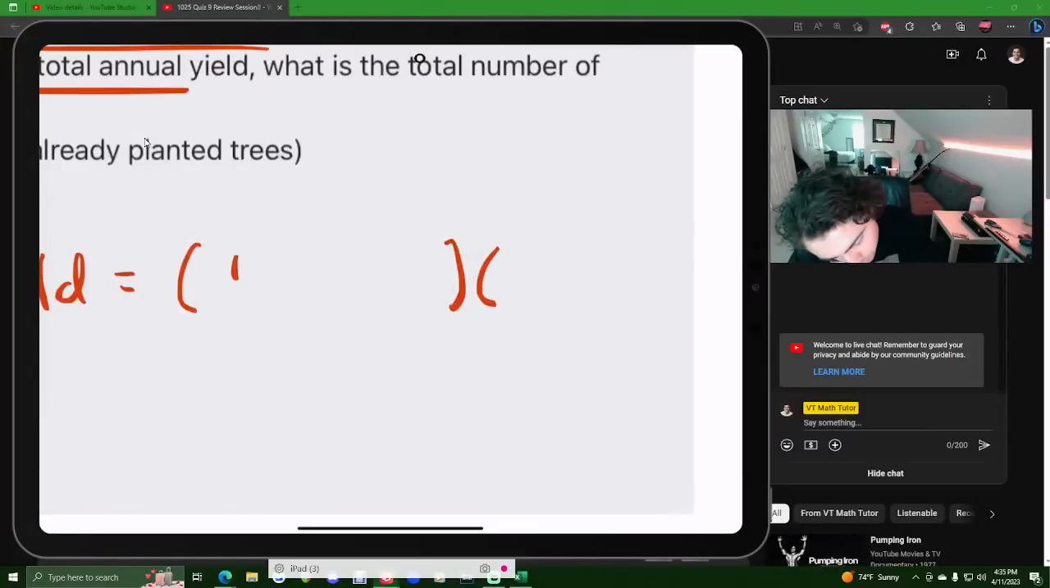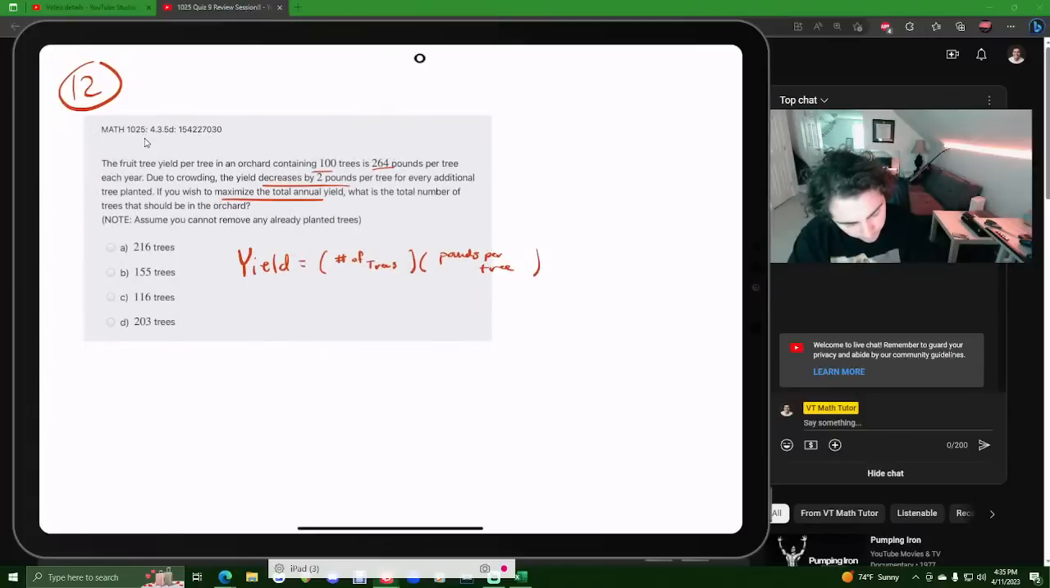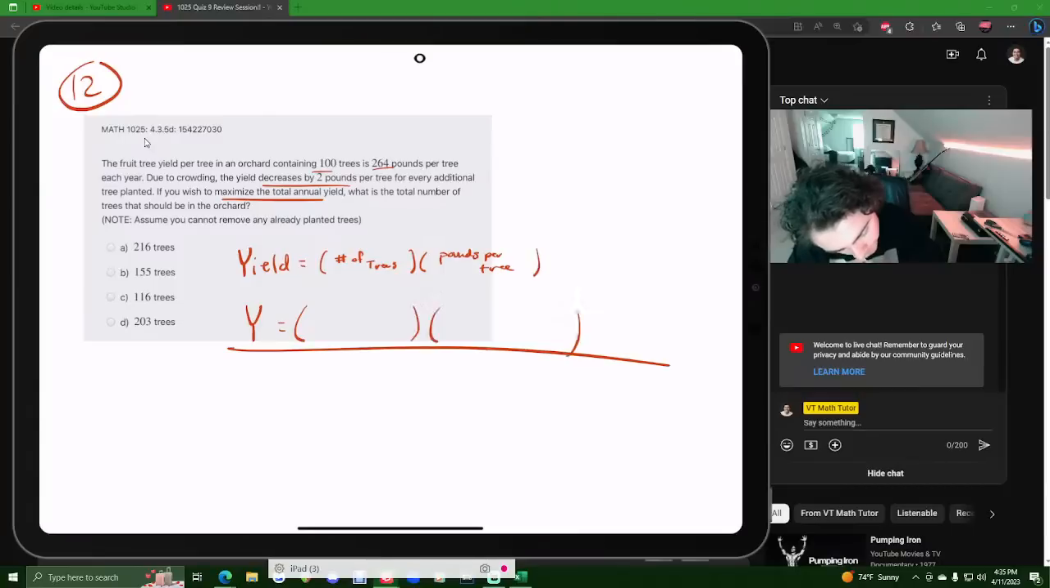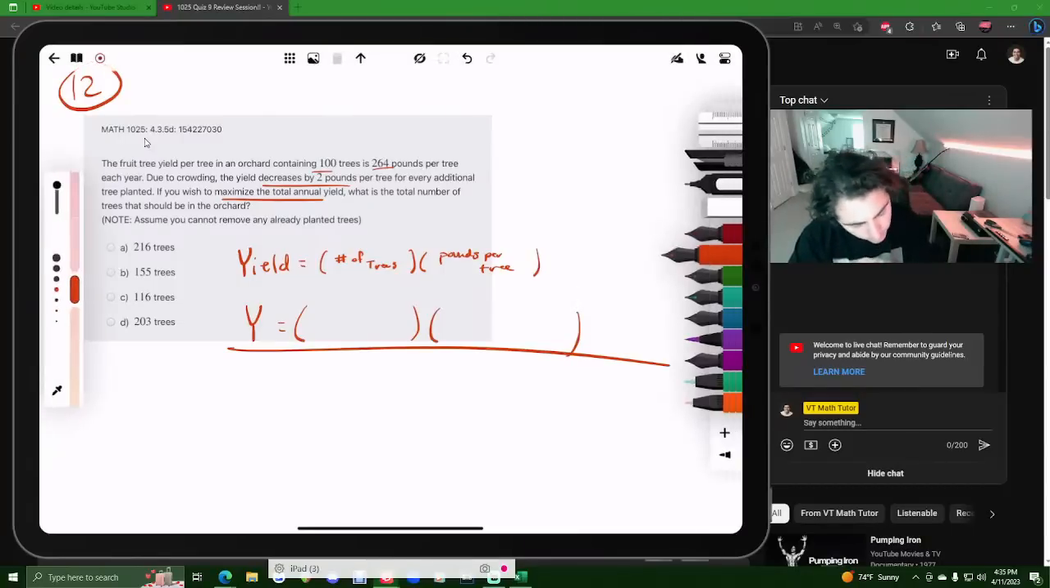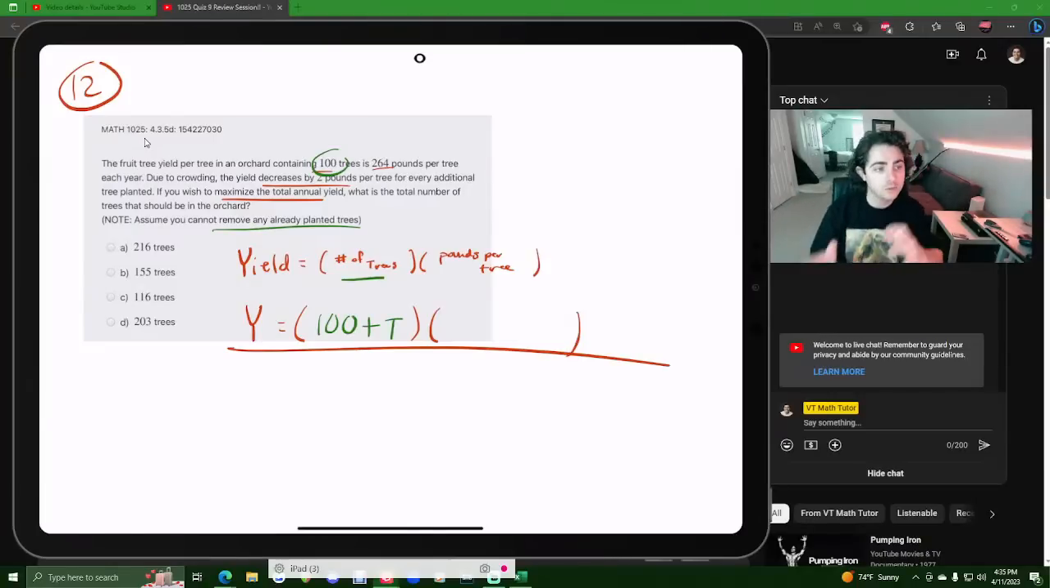The yield equation will be the number of trees multiplied by the pounds per tree. Okay, so let's set that up. The yield will equal the number of trees. The number of trees starts at 100. And they tell us we are not removing any already planted trees, but we are planting additional trees. So the number of trees at any one point is 100 plus t, 100 plus the number of trees we are planting.